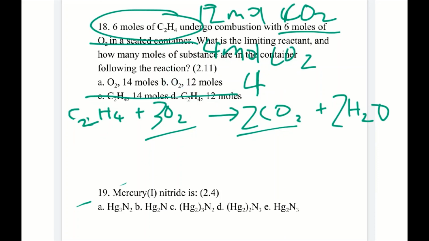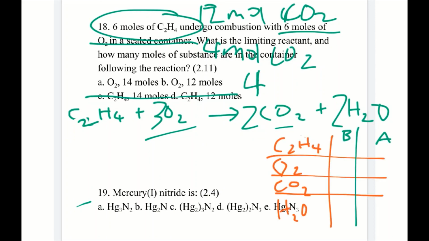Now let's find the total moles of substance in the container. So I wrote a before and after chart. Before we had 6 moles of C2H4 and 6 moles of O2 and nothing else of CO2 or H2O. Now after the reaction, we know that since O2 is our limiting reactant, we can produce at most 4 moles of CO2.